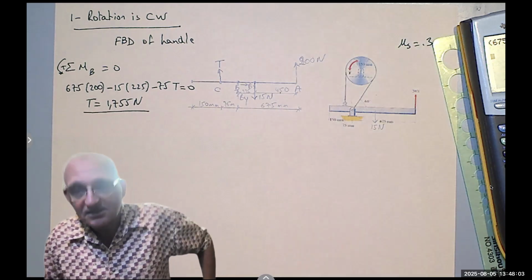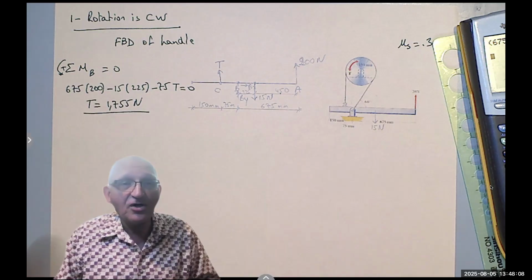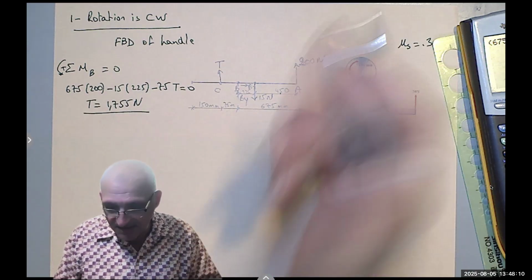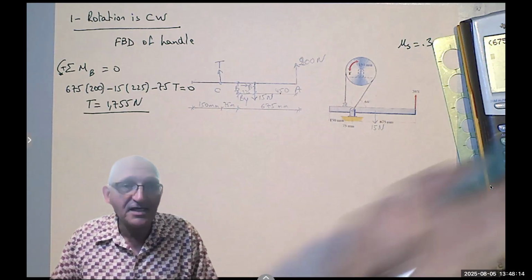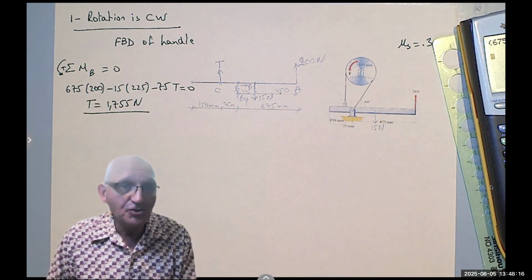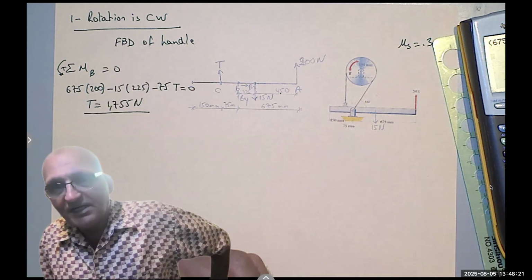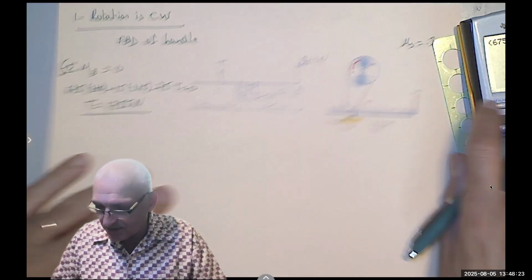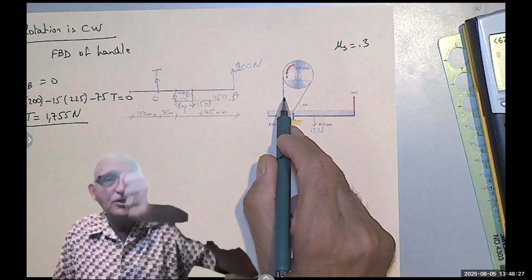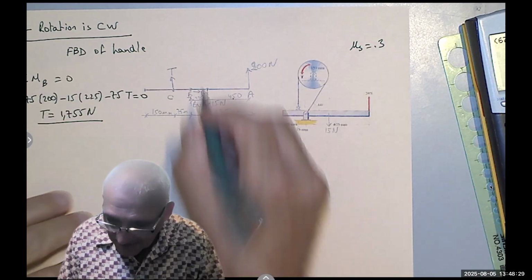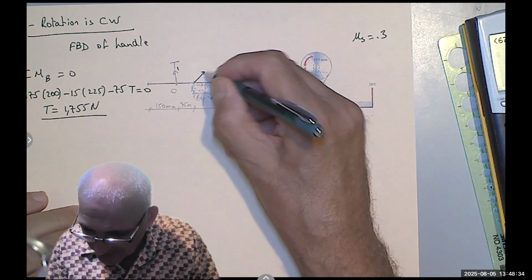Notice that whether the pulley is rotating clockwise or counterclockwise, it doesn't matter. T will never change because T depends on the force I'm applying, which is the 200 Newton, right? But when the rotation is clockwise, come to think about it, this part is pulled more. So that would be T1, and that would be T2.